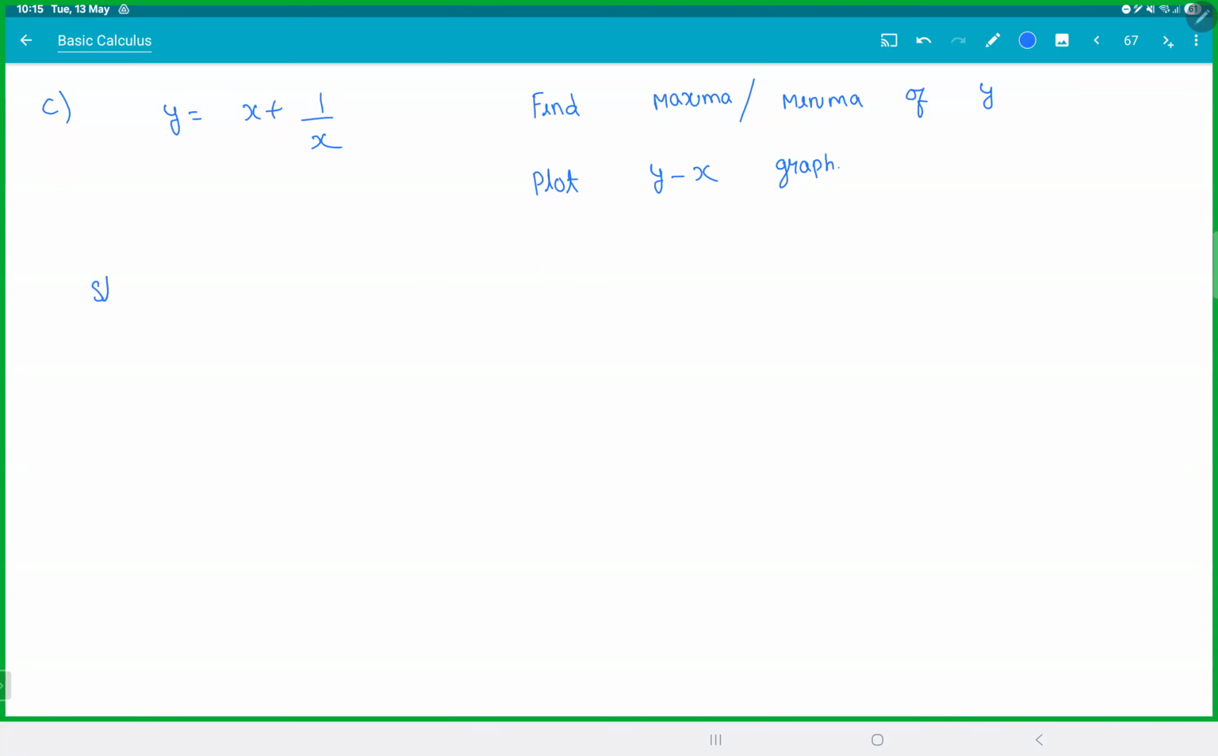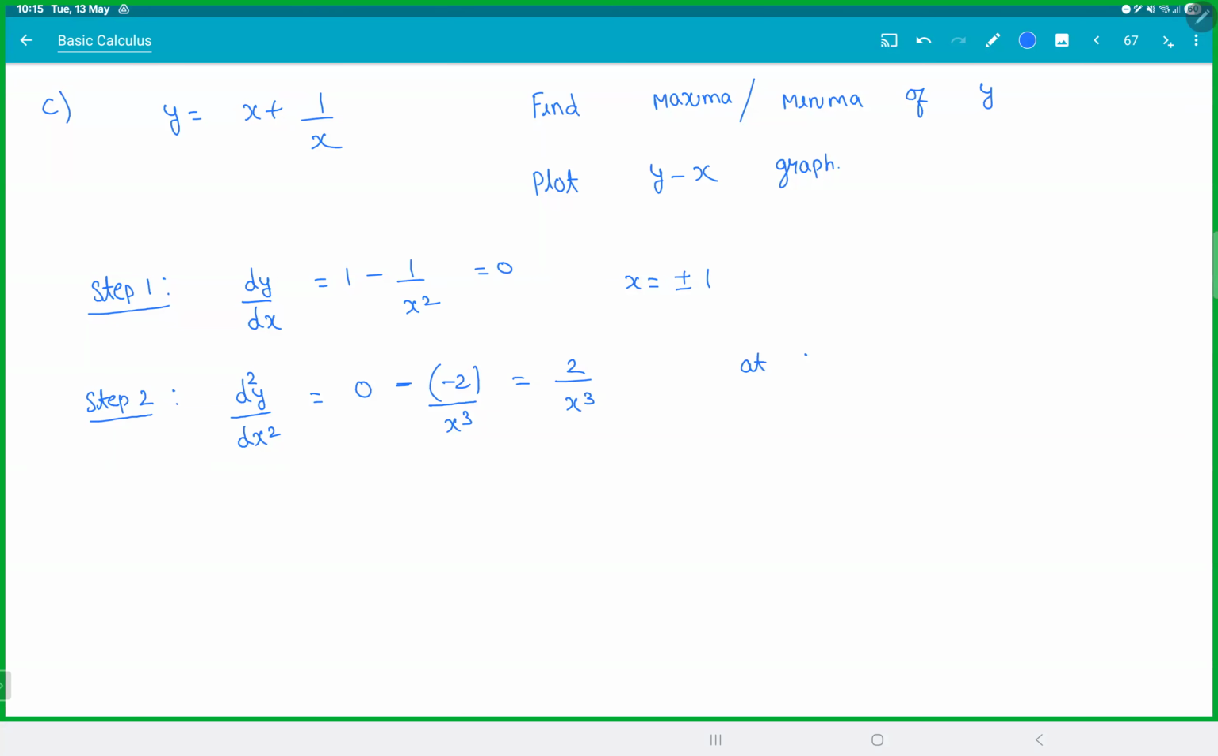Okay, let's see how to solve. Step 1, differentiate. That will be 1 minus 1 by x square. Equate to 0, you'll get x is equal to plus or minus 1. So there are 2 roots. Step 2, differentiate this again. This will be 0, minus 2 by x cube. So 2 by x cube.